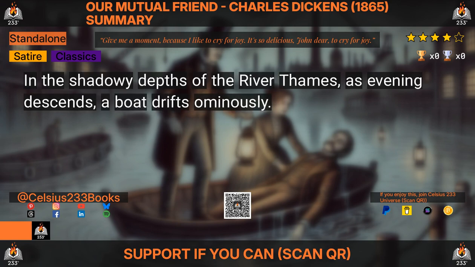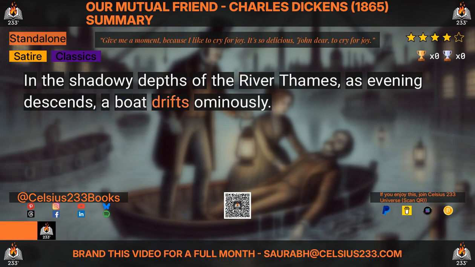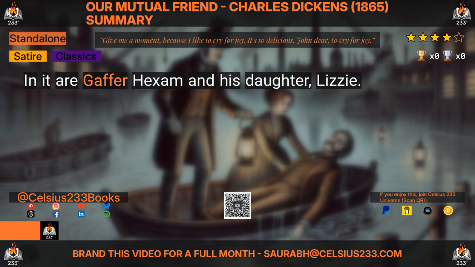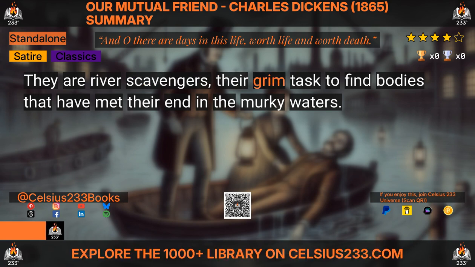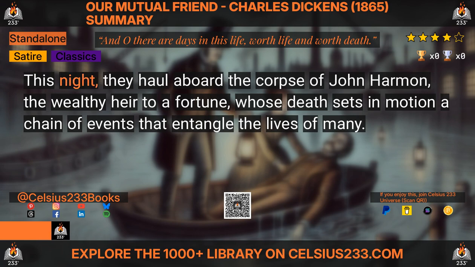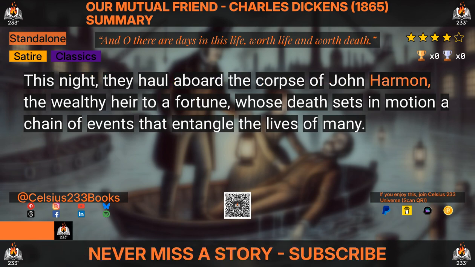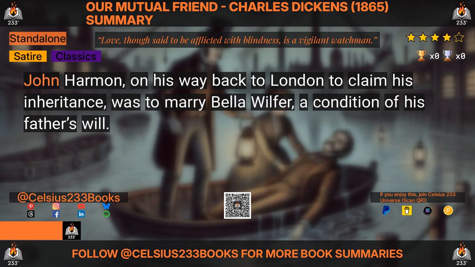Plot summary. In the shadowy depths of the River Thames, as evening descends, a boat drifts ominously. In it are Gaffer Hexam and his daughter Lizzie. They are river scavengers, their grim task to find bodies that have met their end in the murky waters. This night, they haul aboard the corpse of John Harmon, the wealthy heir to a fortune, whose death sets in motion a chain of events that entangle the lives of many.